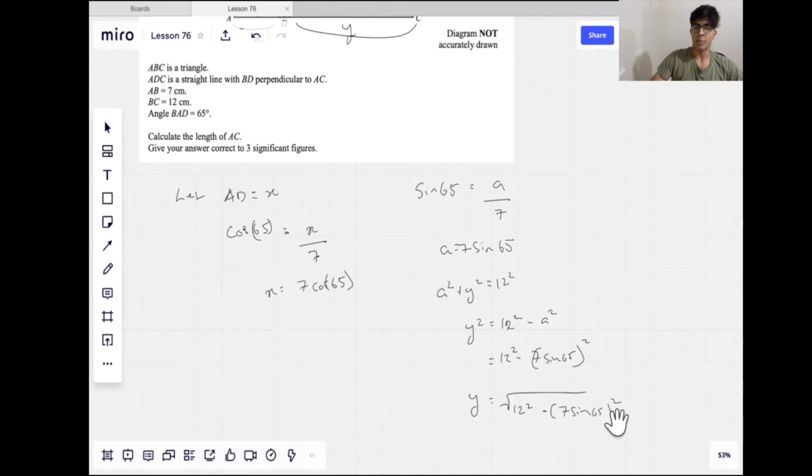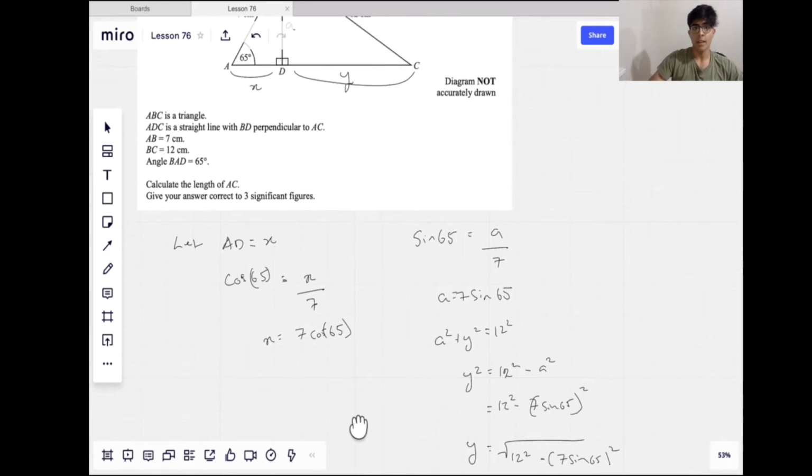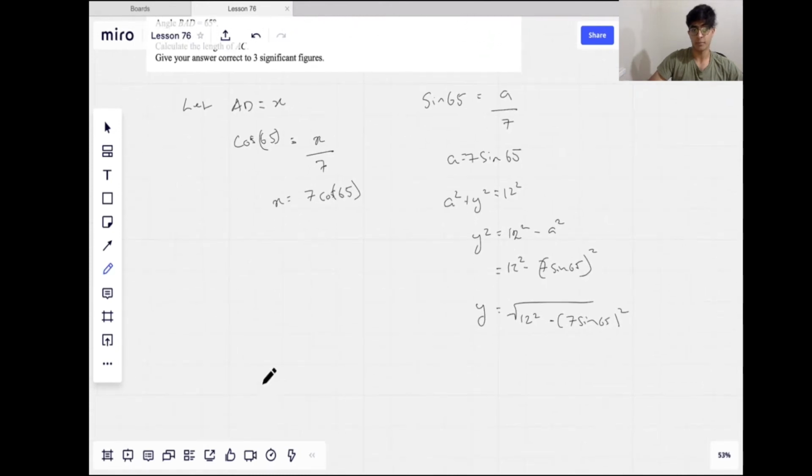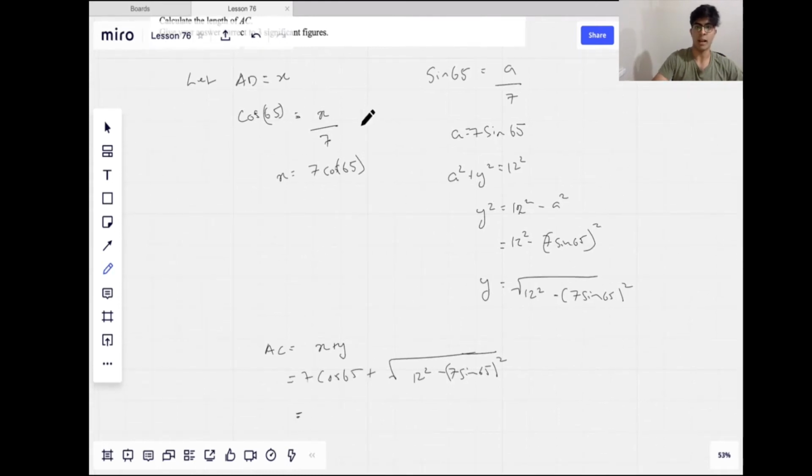And again, as I've said before, with working through these steps, you should be comfortable with the algebra so that you can do this. You don't need to evaluate this on your calculator with a number. If you keep it in its exact form, you're less likely to make some sort of rounding mistake or even a copying mistake. Now we know the length AC is x plus y, which is equal to 7 cos 65 plus the square root of 12 squared minus 7 sine 65 squared. This way you only have to plug it into your calculator once. The rest you've done by hand, and you're less likely to make those copying and rounding issues. So if you only plug into the calculator once, I guess that's a better thing to do.